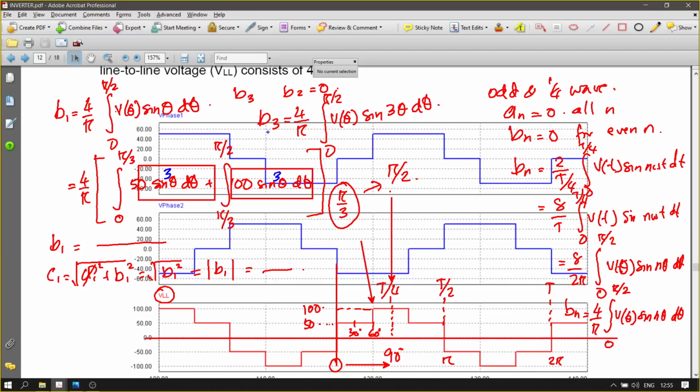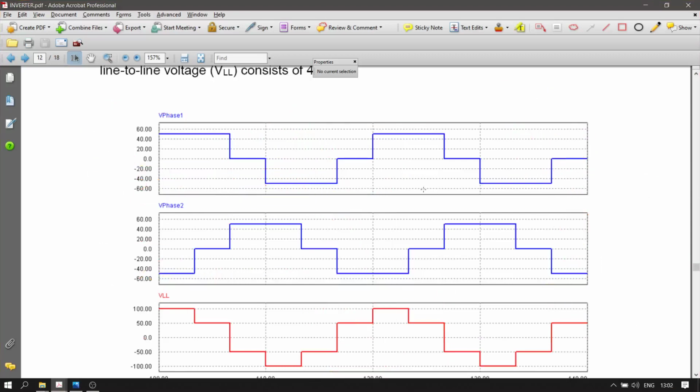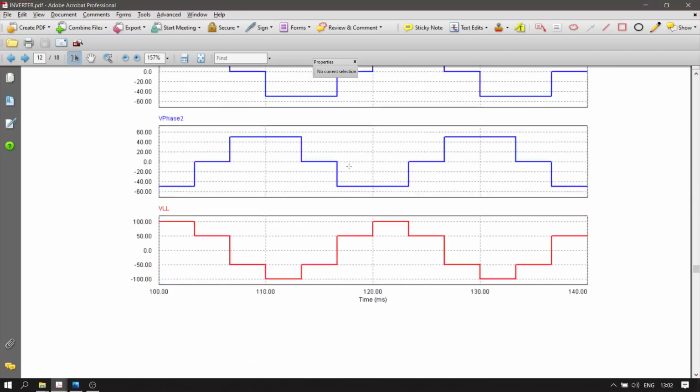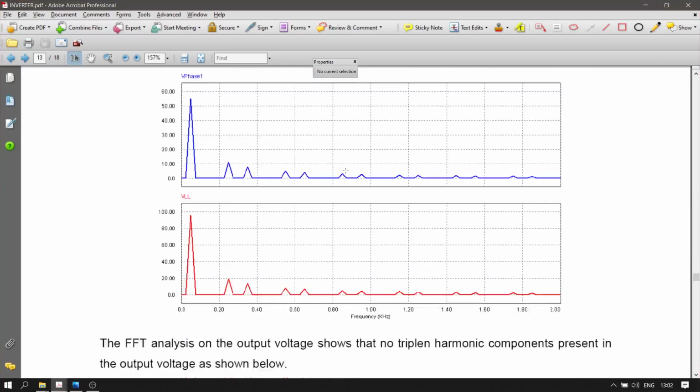Okay, so we have 3 theta, and then solve for this. Then you get B3, and therefore you can identify C3 as well. Okay, right? So that is for the 120 degree inverter.